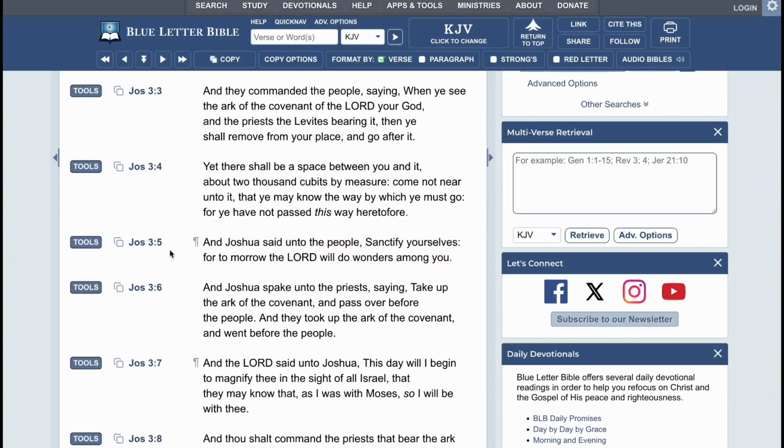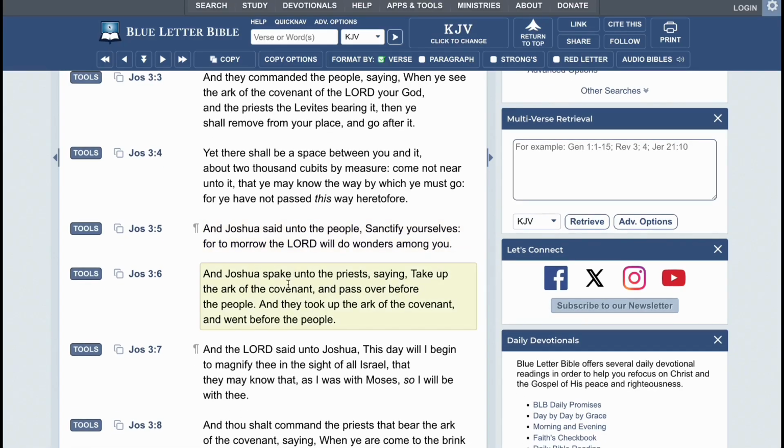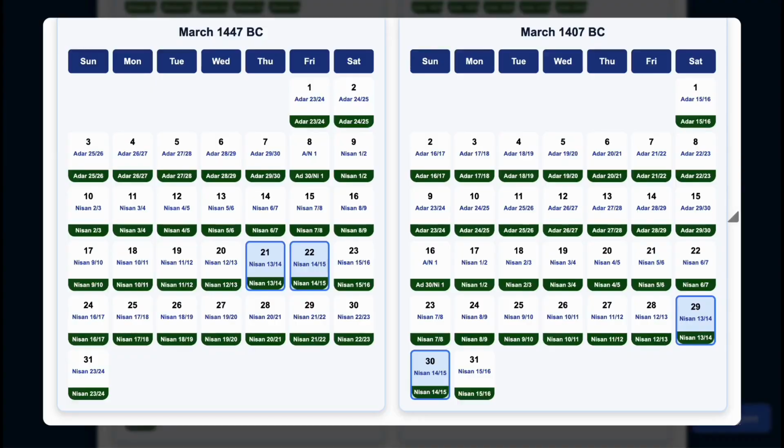And then we read Joshua 3:5, "And Joshua said unto the people, sanctify yourselves, for tomorrow Jehovah will do wonders among you. And Joshua spake unto the priests, saying, take up the ark of the covenant and pass over before the people. And they took up the ark of the covenant and went before the people." So this is letting us know that on the 24th, this is when Joshua said, on the morrow, we're going to pass over. So they lodged by Jordan 22nd, 23rd, 24th. And on the 24th, Joshua is letting the people know that on the morrow, they're going to cross over. This would be March 25th, which is Nisan 9/10.